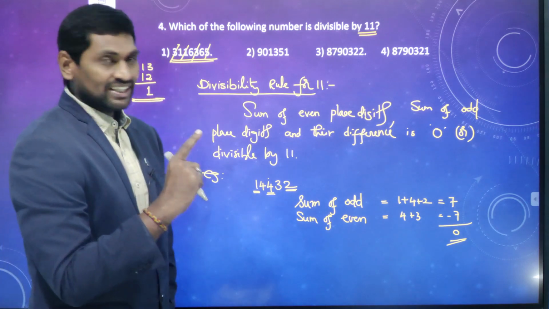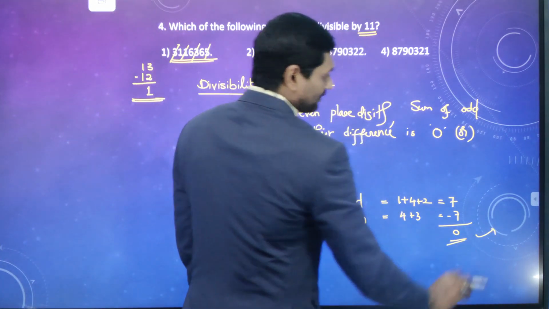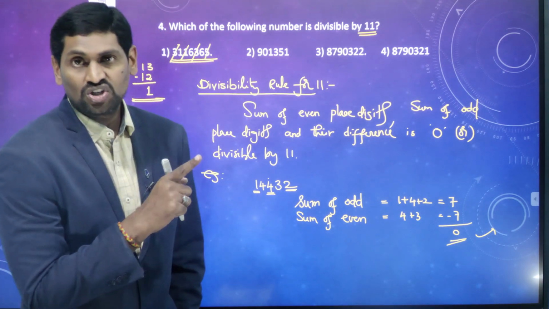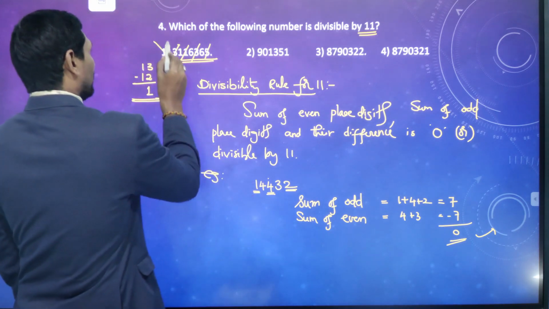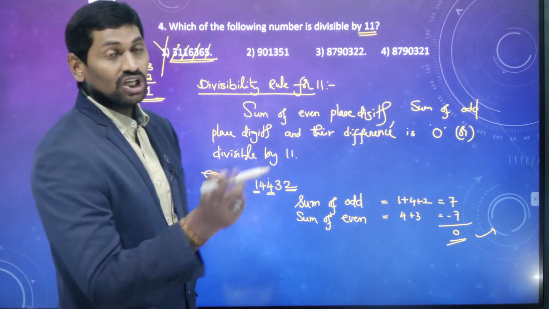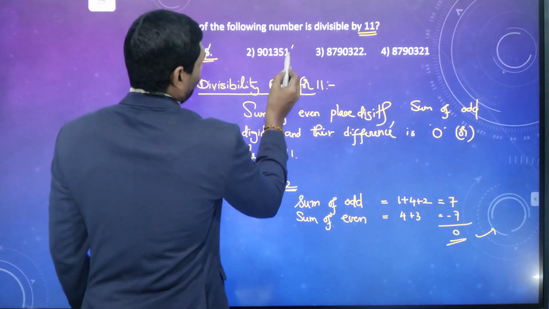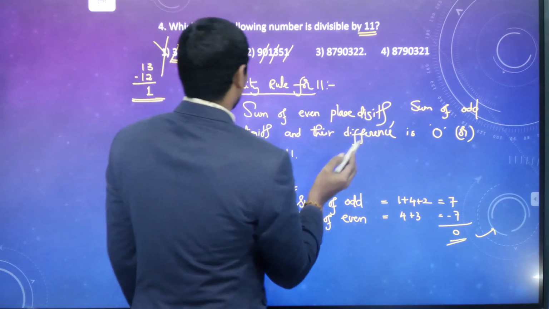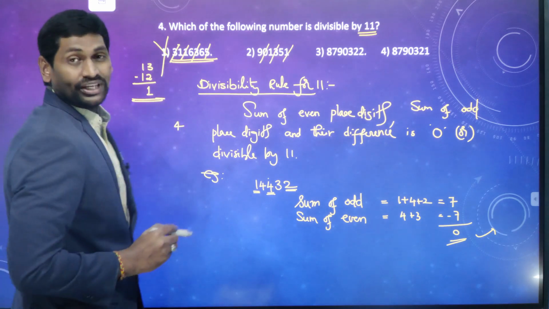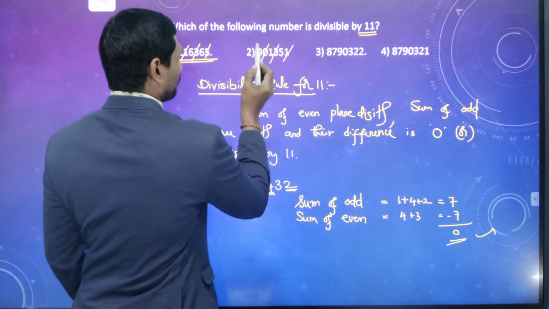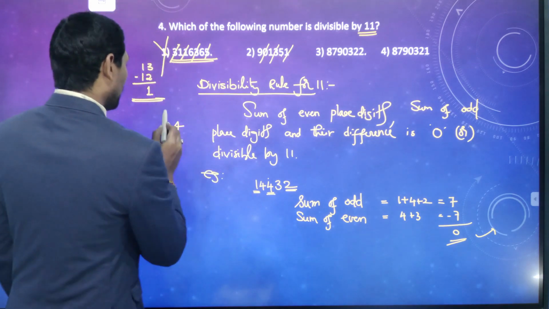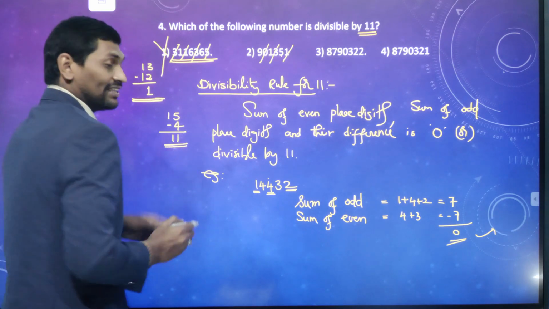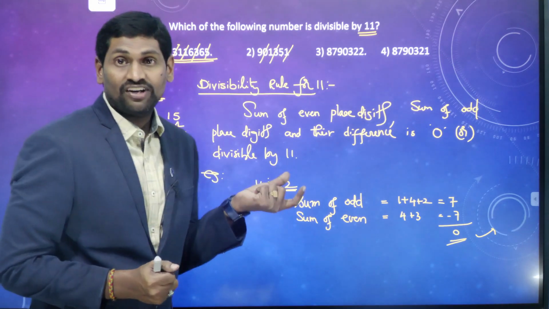According to the condition, the difference must be 0 or a multiple of 11. Here the answer is 1, which is neither 0 nor a multiple of 11. Therefore option 1 is incorrect. Let us move on to option number 2. Odd places: 1, 1 plus 3 is 4, 4 plus 0 is 4. Now even places: 5 plus 1 is 6, 6 plus 9 is 15. So 15 minus 4 is 11. See, the difference is a multiple of 11, so it is divisible by 11.